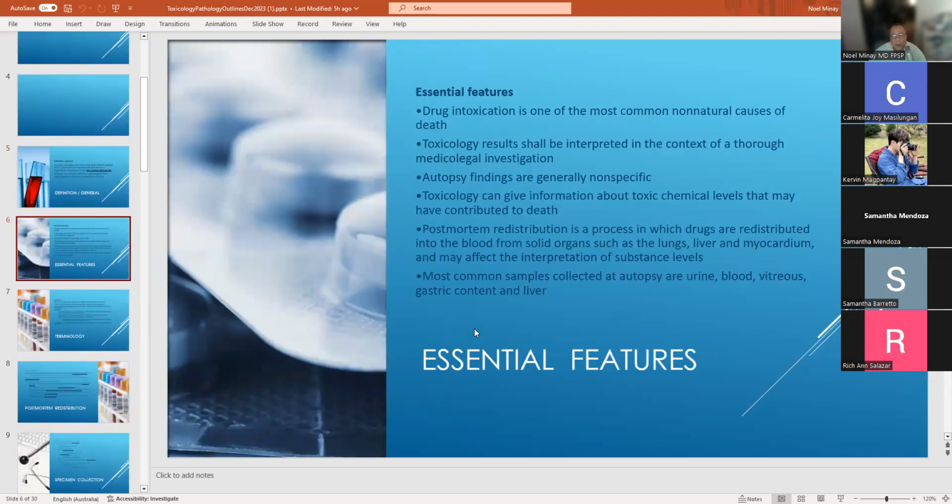So it has essential features. It is the most common non-natural cause of death. And the results are interpreted in the context of a thorough medico-legal investigation, meaning there should be a history of the decedent with exposure to chemicals, and it's necessary for the establishment of why the decedent died, and drugs are implicated.